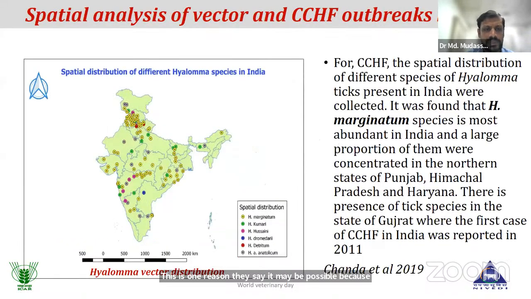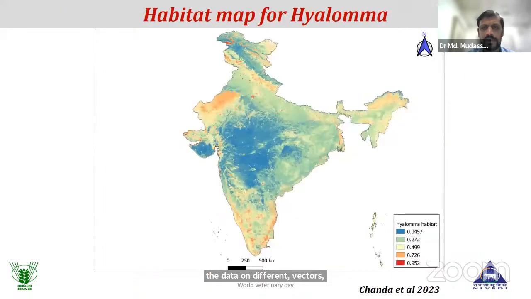We also collected data on different vectors, the distribution of different species and how they are distributed. We also made this kind of analysis, and if you see this map, these are the suitable conditions for the Hyalomma vector. If we talk of the vectors, especially ticks, a lot of research is happening in the veterinary institutes. If you collect Hyalomma samples, you can test them for different viruses, including CCHF, in high containment laboratories.